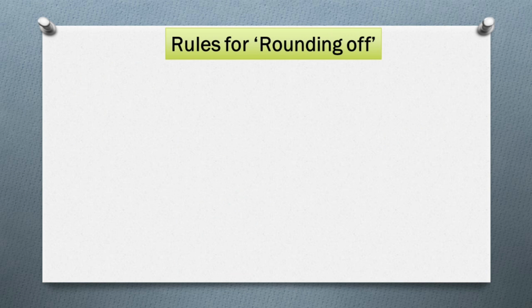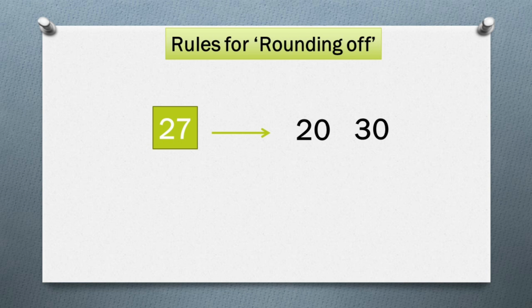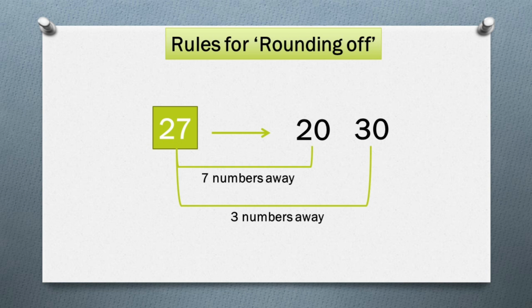There is a basic rule for rounding off a number. Let's take up a number to understand this. 27 can be rounded off to 20 or 30. We observe that it is 7 numbers away from 20 and 3 numbers away from 30. As we see that 27 is closer to 30, we will round off 27 to 30.